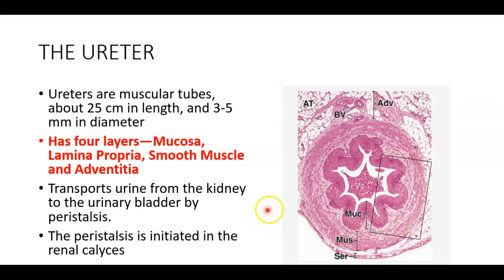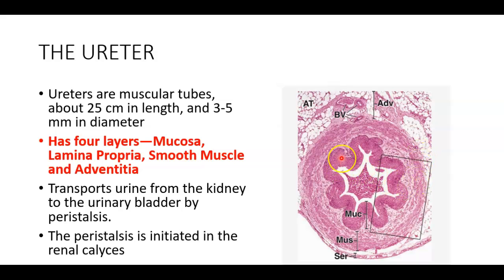inches in length. It has four layers: the mucosa here, the lining epithelium and lamina propria. Then we have the smooth muscle, then the adventitia. So mucosa, lamina propria, smooth muscle, and the adventitia. These are the layers of the ureter. The ureters are retroperitoneal structures, so they are behind the peritoneum. If this is the peritoneum, the entire part is behind the peritoneum, so this is a retroperitoneal structure.